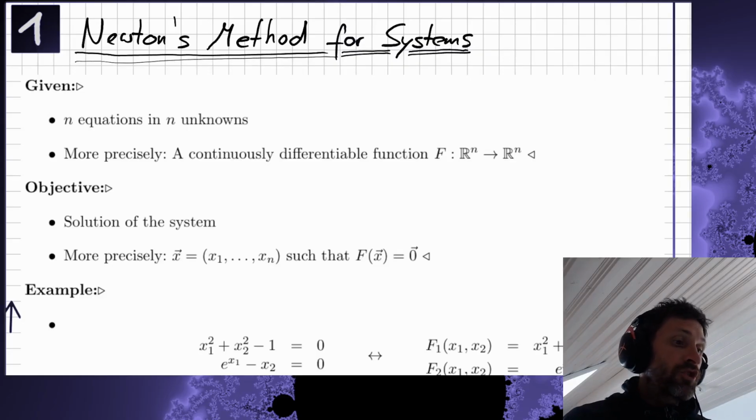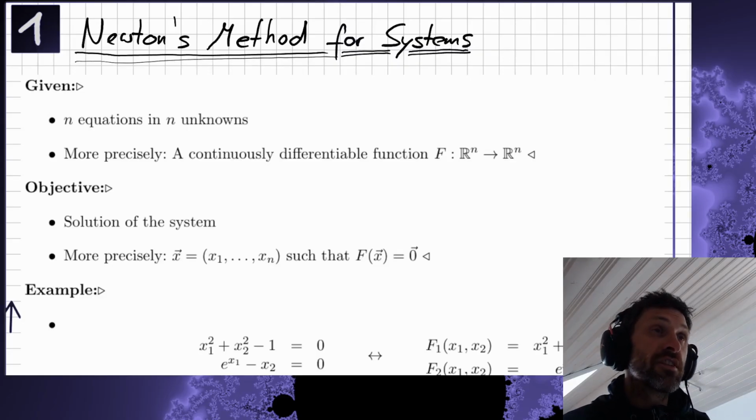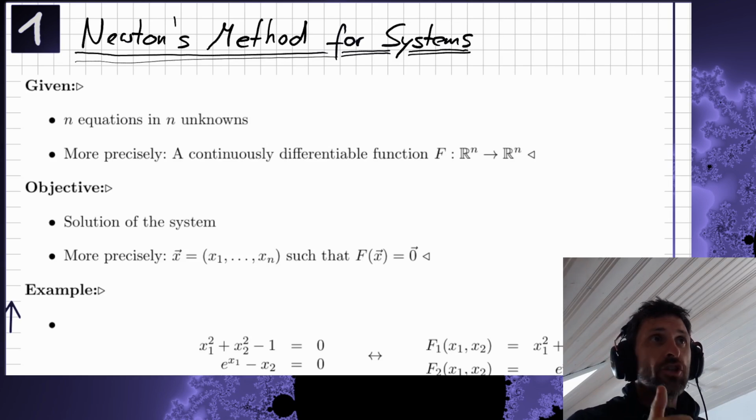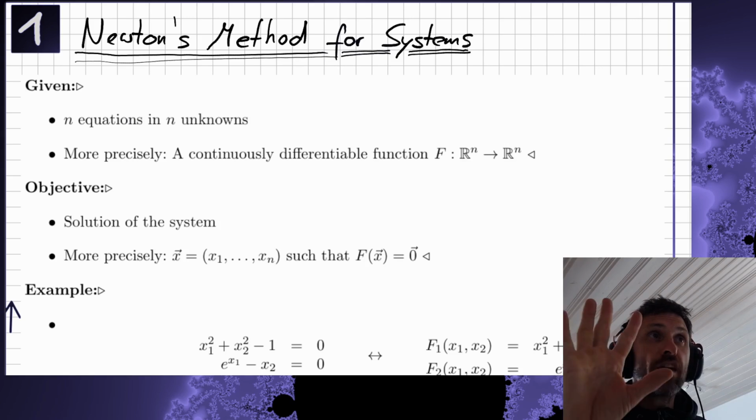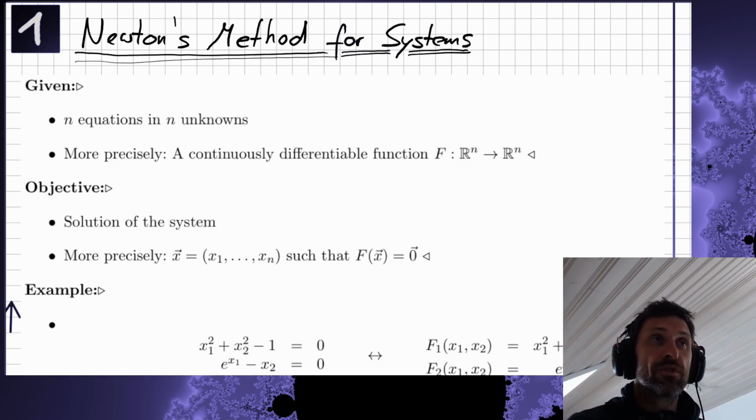Let's talk about Newton's method for systems. So far we talked about one equation, one unknown, and now we talk about a system of equations. 5 equations, 5 unknowns. So far we talked about 2 problems, GPS and a robot, and we showed this might be the origin of such a system.